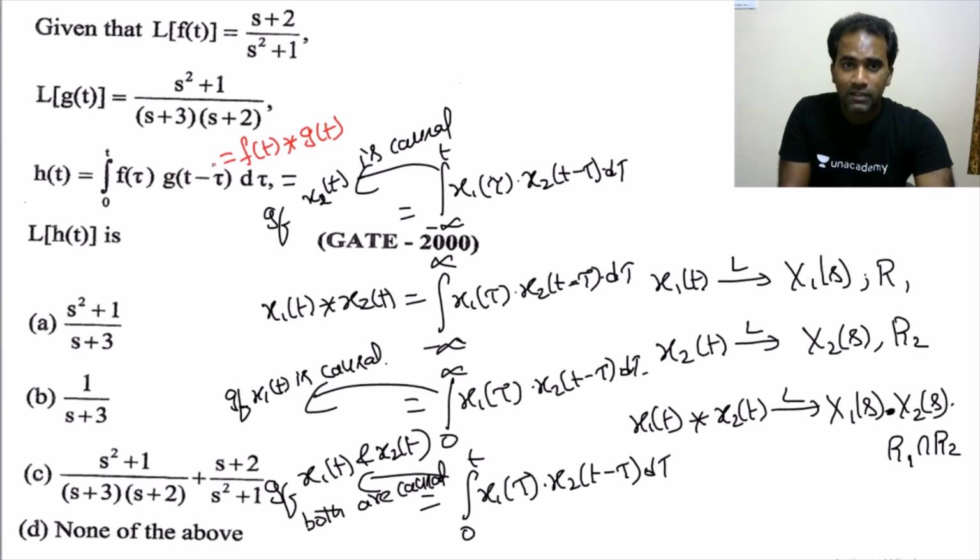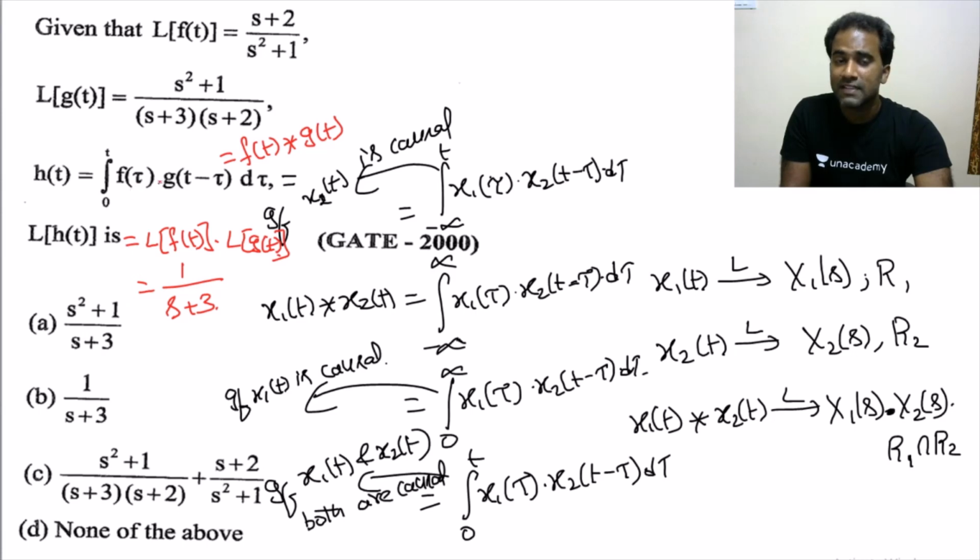It looks like this. Instead of giving it like this, they are giving us a formula just to confuse us. Now once you figure out that h of t is f of t convolution with g of t, how about the Laplace transform of h of t? It is the Laplace transform of f of t convolution with g of t, whose Laplace transform will be the Laplace transform of f of t, convolution becomes multiplication, into the Laplace transform of g of t. So multiply the Laplace transforms of f of t and g of t. If you multiply these two, s plus 2 gets cancelled, and s square plus 1 and s square plus 1 gets cancelled. The remaining part is very simple, it is 1 by s plus 3.